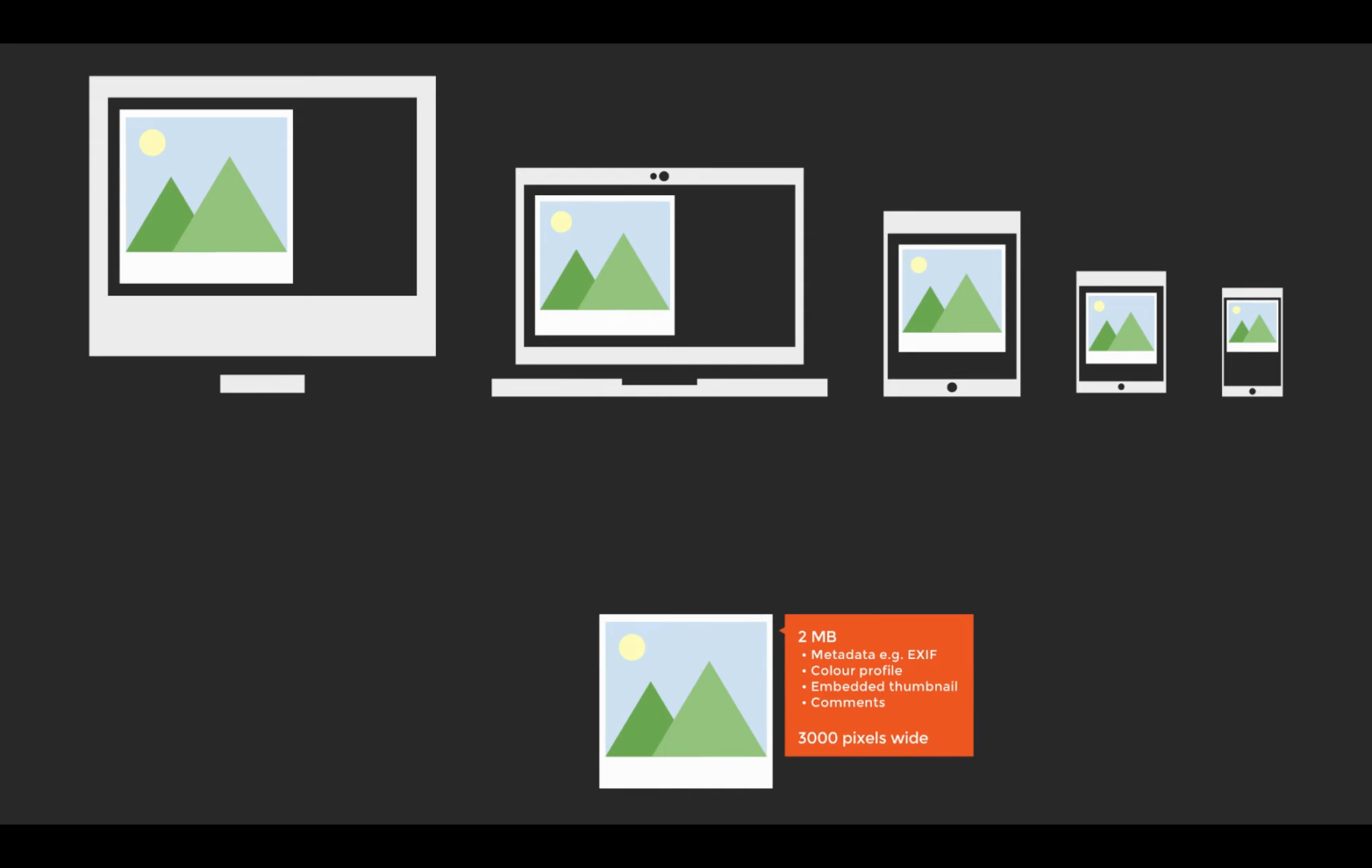So the first thing we're going to want to do is optimize the file size of the image. This can be done using compression. When it comes to compression, there are 2 types: lossy and lossless. Lossy is any compression technique that reduces the size of the actual image data.